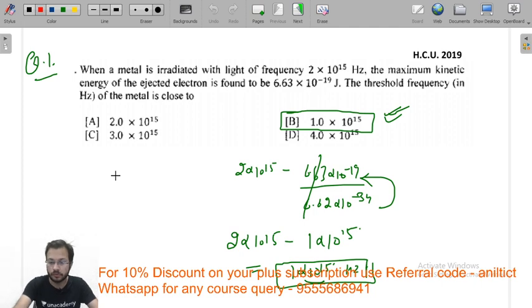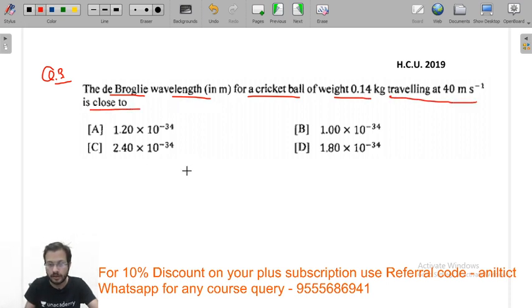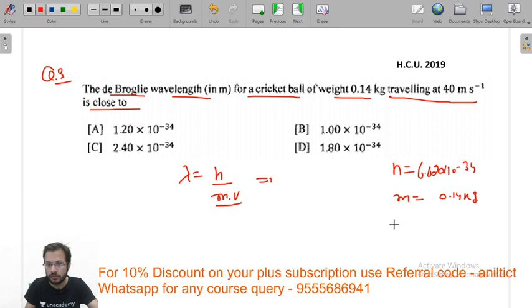Okay, so one more question we have to discuss, that is question number 3. The de Broglie wavelength for a cricket ball of say 0.14 kg traveling at 40 meter per second is close to, you know very well, your lambda is equal to h upon mv for de Broglie wavelength, and if you have the idea of h, what's the value of h, 6.62 into 10 to the power minus 34. What is the value of m? This is your 0.14 kg. What is the value of your v? This is the value that is 40 meter per second.